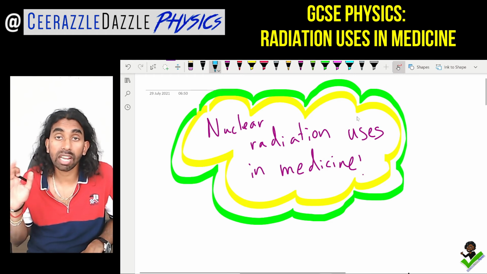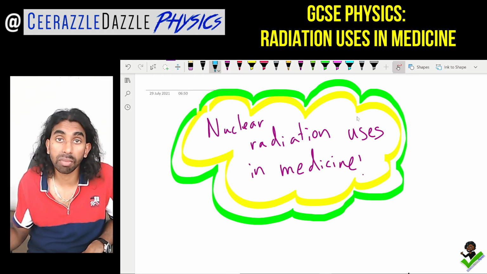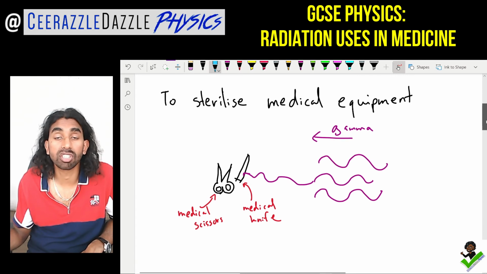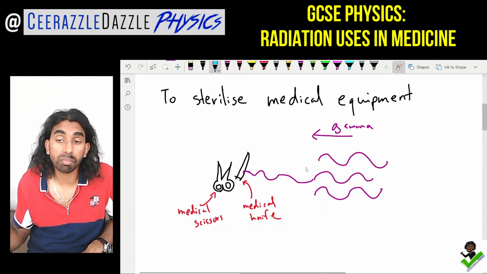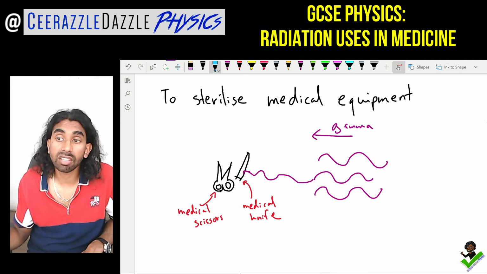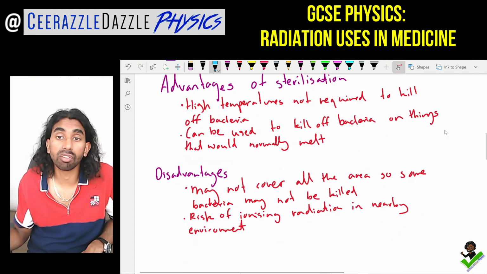Right, so recap from the top. Nuclear radiation uses in medicine. The first use is going to be to sterilize medical equipment. To sterilize medical equipment, you can blast the medical equipment with gamma radiation and it will kill off the bacteria here. Then I said the advantages and disadvantages of sterilization.